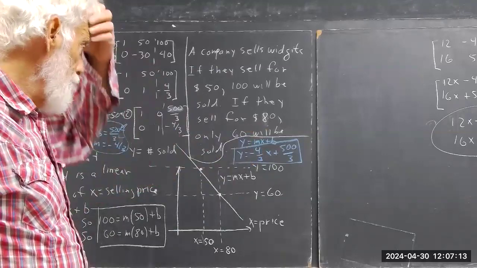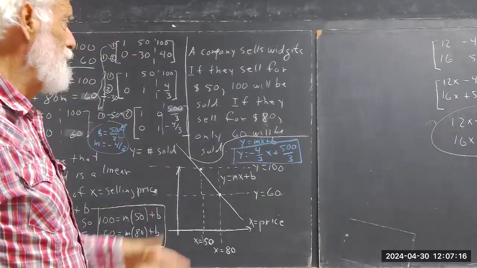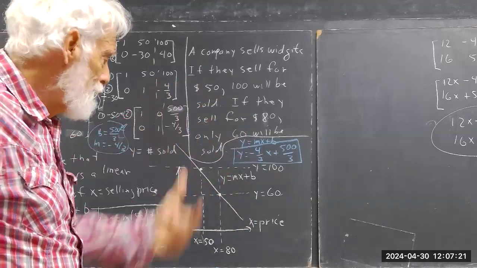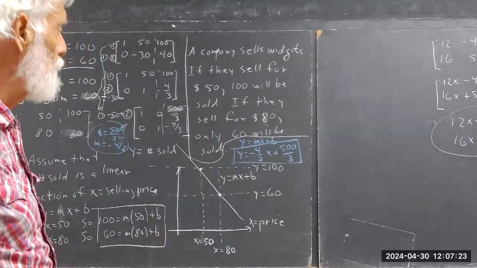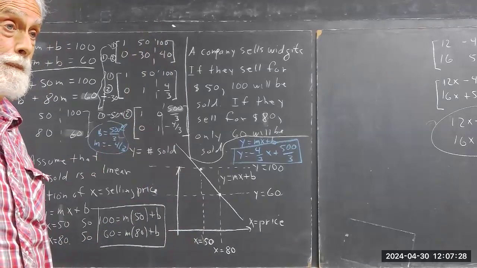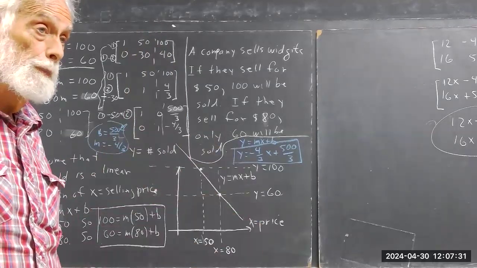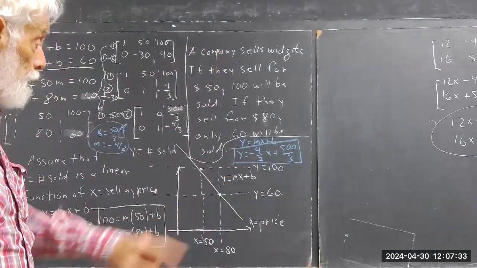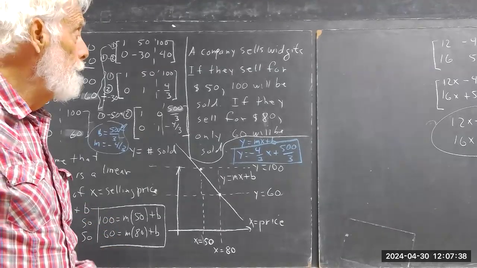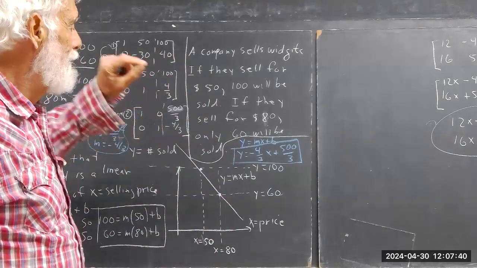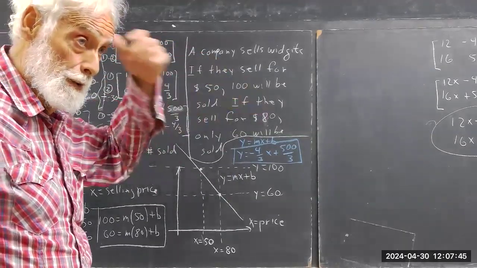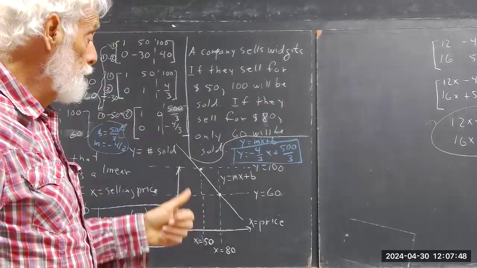So I could ask myself, what would happen if I sold them at $60 or $70? I know this, but I don't know about $60 or $70. So the first thing I do when I've got data, and we've talked about this early in the semester, whenever I've got data, I put it on a graph. So what's my graph? Well, the number sold seems to depend on the price I set.